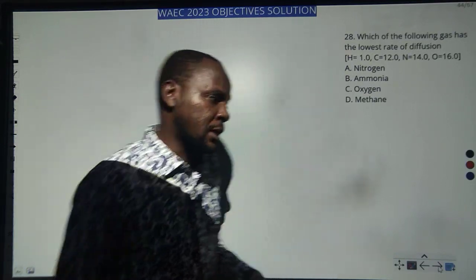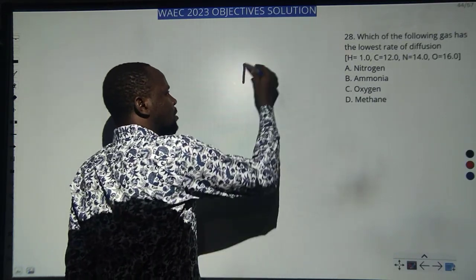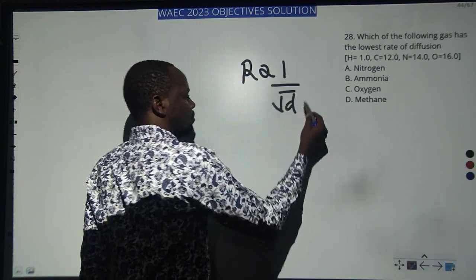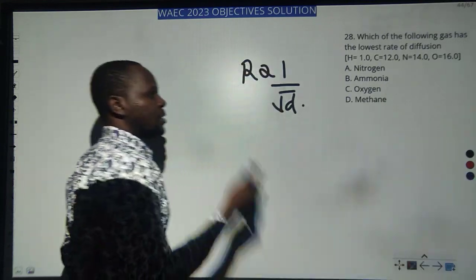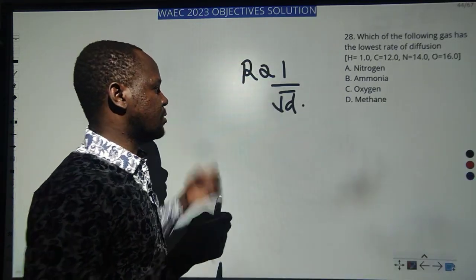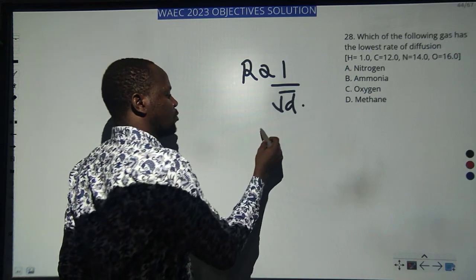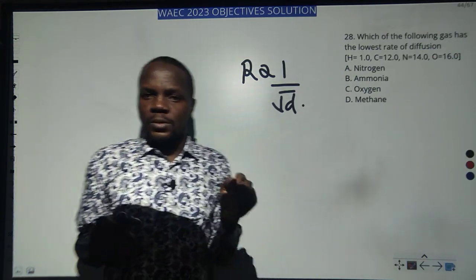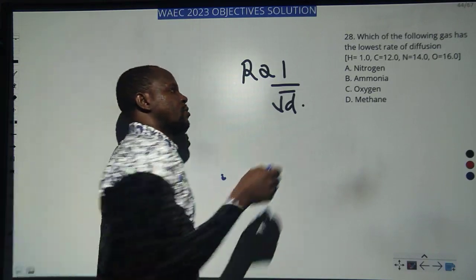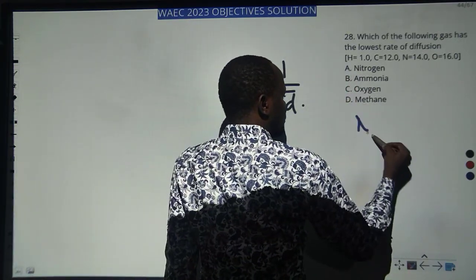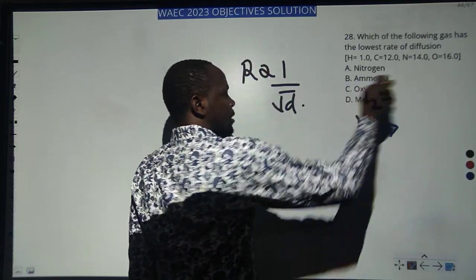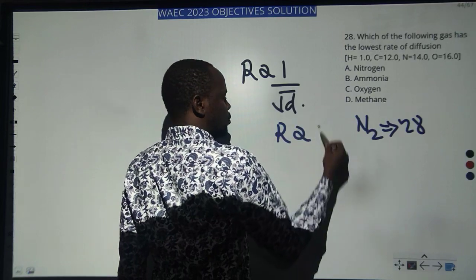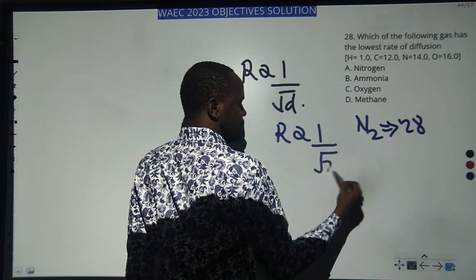This is also very popular, but you guys have done it. Just focus on this: rate is inversely proportional to the square root of density. So the gas that has the highest molecular mass will have the lowest rate. All you just need to focus on is each of them. N2 is this guy. Nitrogen is N2. N is 14, 14 twos are 28. So what we are saying is our rate is proportional to 1 over the square root of 28.